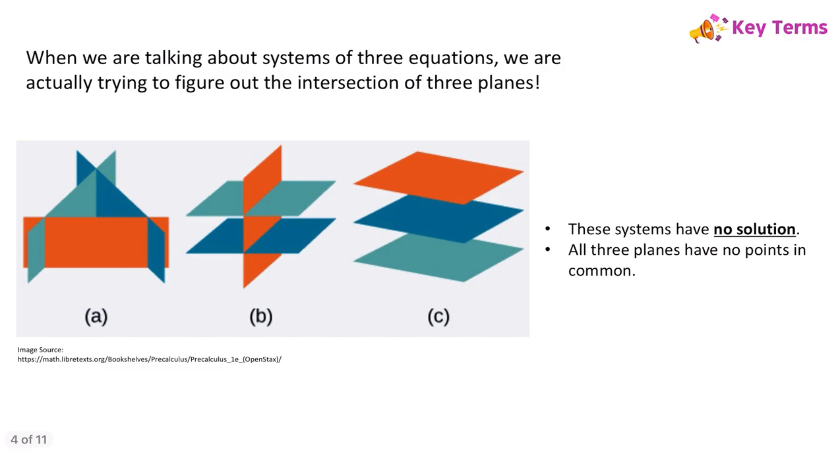We can also have different situations that lead to a system with no solution. If just two of our planes intersect, but all three don't intersect, we can have no solution. Or we can have a situation where none of the planes intersect, and that also leads to no solution.